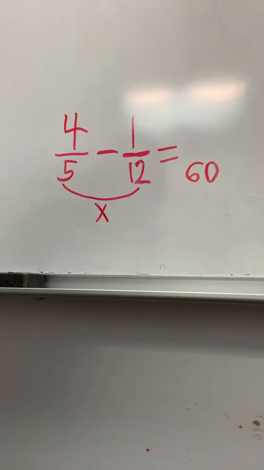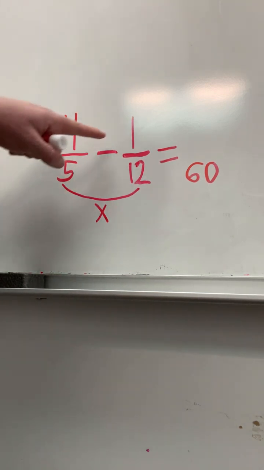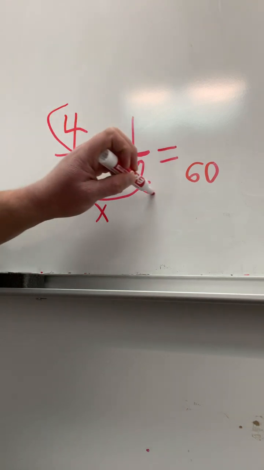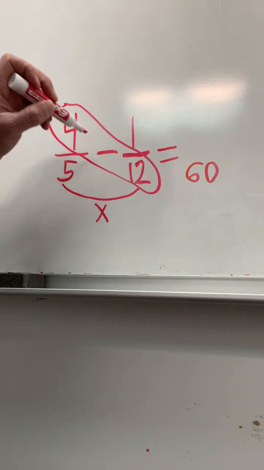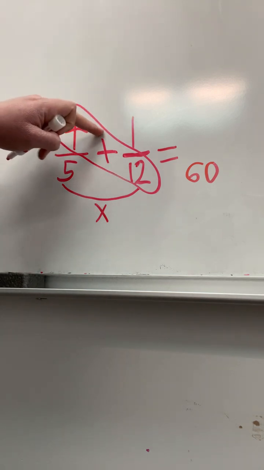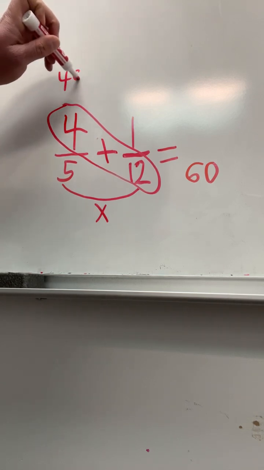All right, next step. We're going to multiply the numerator with the opposite denominator. So we're going to multiply 4 times 12, and then we are also going to multiply 5 times 1. So 4 times 12 equals 48. I'm going to put the 48 above here.